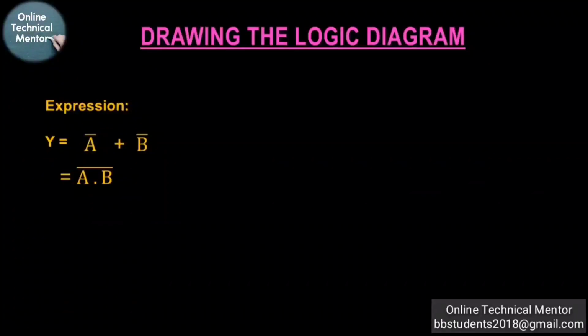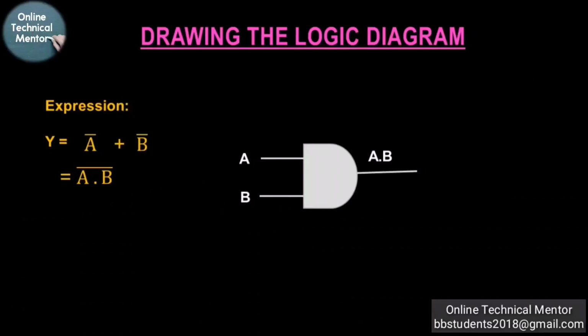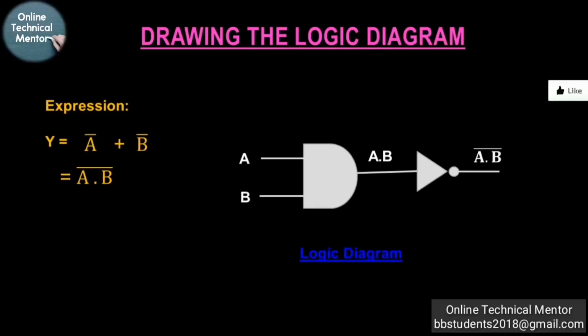What you have to do is first draw the AND gate, because the AND gate is operated first, and then it gets inverted. So draw an AND gate which has two inputs A, B, and it will produce A dot B. After that, attach a NOT gate and you will get A dot B whole bar. So this is the logic diagram designed to satisfy the given functionality or problem. You can apply the same procedure for a larger circuit also.